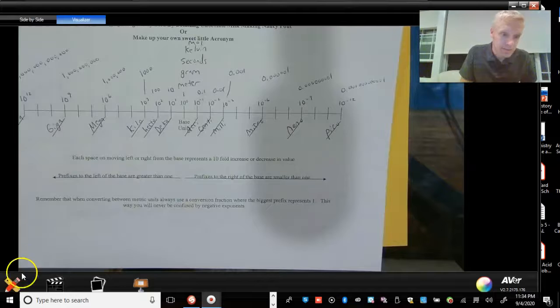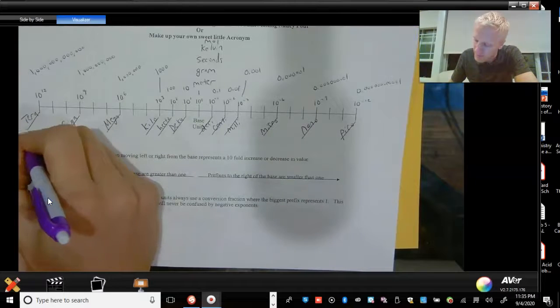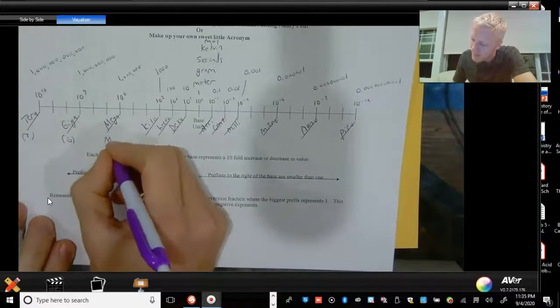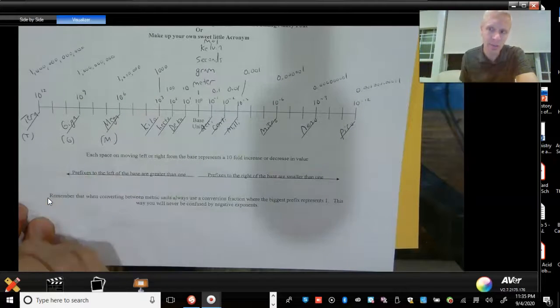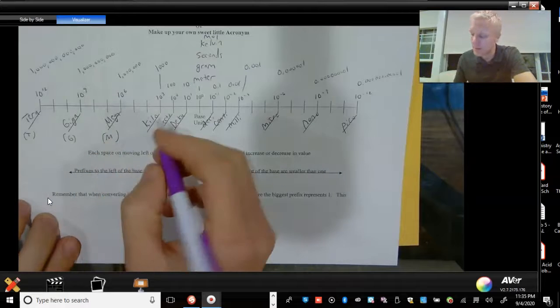Alright. Okay, what I want to do now is show the abbreviations with these prefixes. So tera is simply going to be T, giga is going to be G, mega is going to be M, and notice how I'm capitalizing these. It's capital T, capital G, capital M. Big is capital. This kind of helps you to remember.